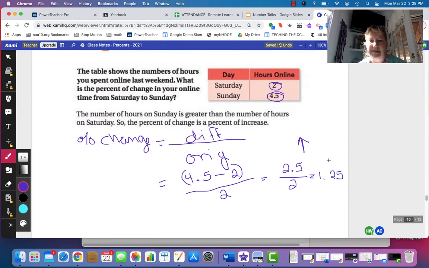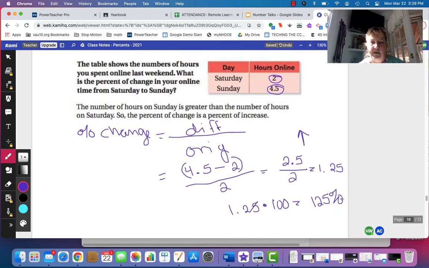So remember, this is not yet a percentage. So we have to take this 1 and 25/100ths, and we're going to multiply it by 100 because that's how we convert a decimal to a percentage, and that will give us 125%. And that's what the percent of change is.